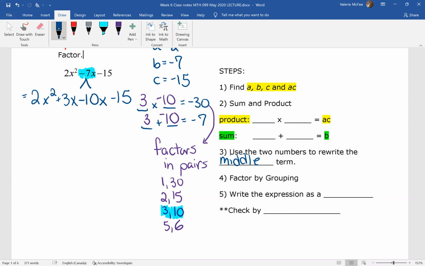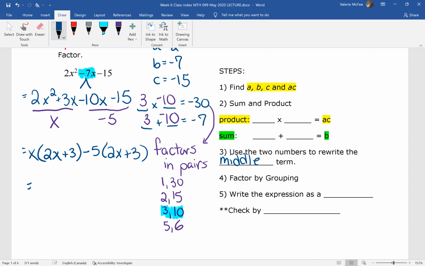Now we just have to factor by grouping. I hope you were practicing that after last week. We see that x is common here, and negative 5 is common here. So x multiplies 2x plus 3, dividing each term by x. Negative 5 multiplies 2x plus 3. We see that 2x plus 3 is common.